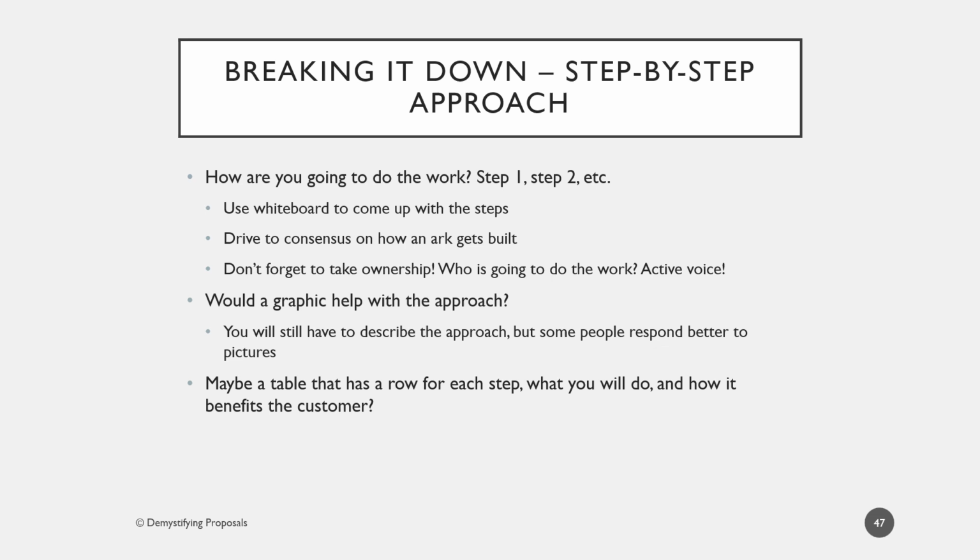Think about whether a graphic would help with the approach. Maybe you want to do that OV1 we talked about, where it's an operational view of the entire process of how an ARC gets built. Or maybe it's a systems view. Wood comes in, it goes here, it gets here, and then in the end, you get an ARC. Think about how a graphic will help describe your approach. Maybe you have a table that has a row for each step of what you will do and how what you will do benefits the customer.